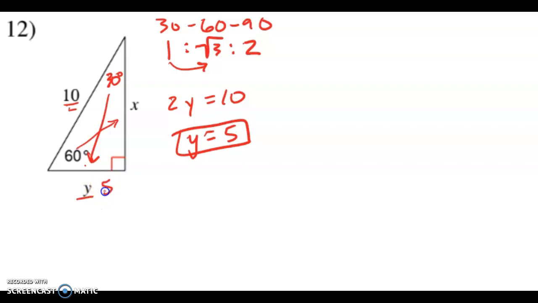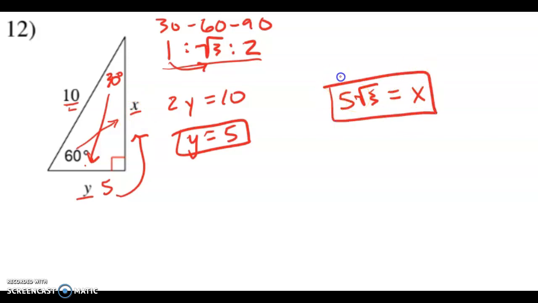So because this is 5, I can now take that and relate it to x and find x based on these side ratios up here. So I take my side that's opposite my 30-degree angle, or in other words 5, and I multiply it by root 3. That gives me the side that's opposite the 60, or x. And I'm done. There's no simplifying needed here. I can just leave it in radical form.